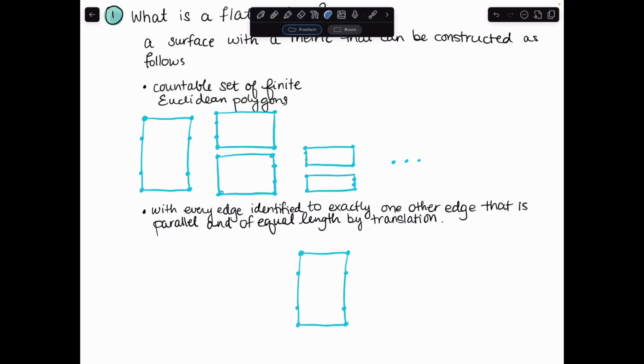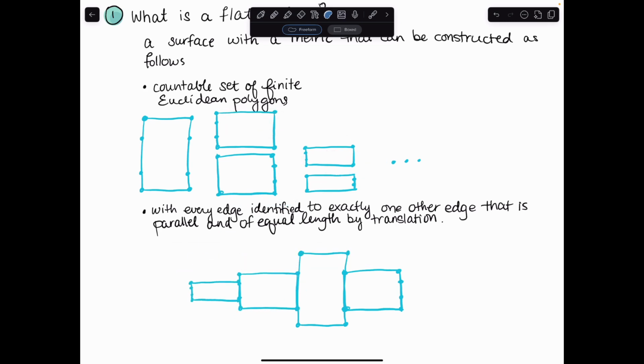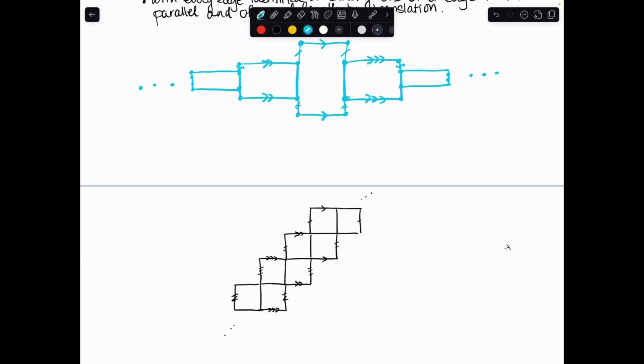All right, and then what we do is we would like every edge to be identified to exactly one other edge that is parallel and of equal length. And we identify by translation. So that's what I'm doing here. I'm taking these polygons and moving them around the plane by translation only, no rotation, nothing else. And I'm gluing together edges that are parallel and of equal length. And this would continue, as you can imagine. Now there are still some edges that are unidentified, and so I'm adding notation to show how to glue up the remaining edges. Again, the edges are glued together by translation. This forms a surface, and in this case it's a surface of infinite type, meaning that the fundamental group is not finitely generated.